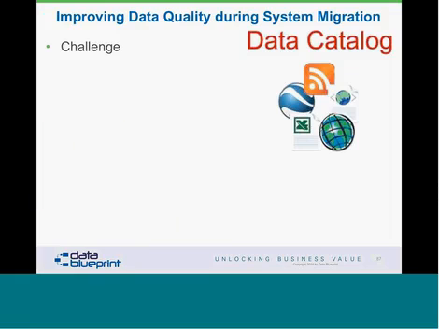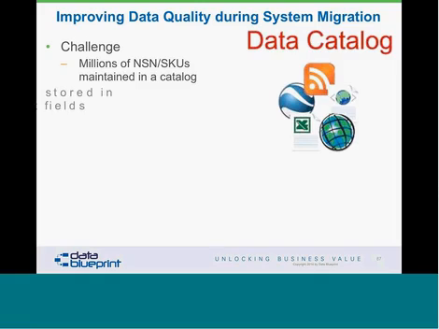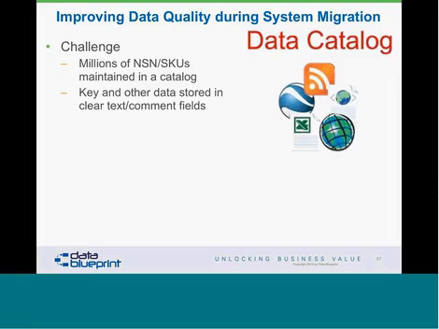So the final story then of architecture in use is a challenge that this organization had around looking at NSNs or SKUs, depending on whether you're government or retail sector. NSN is National Stock Number, SKU is a stock keeper's unit. These are maintained in a catalog, and this catalog belonged to the Defense Logistics Agency. Over the years, they had stored most of the data in what we call clear text or comments fields, meaning it was free-form, not really structured in the way we'd like it to be.